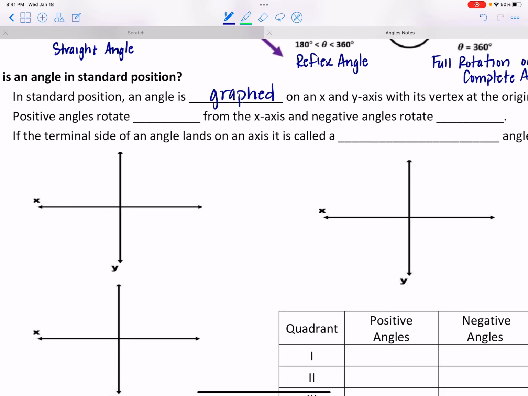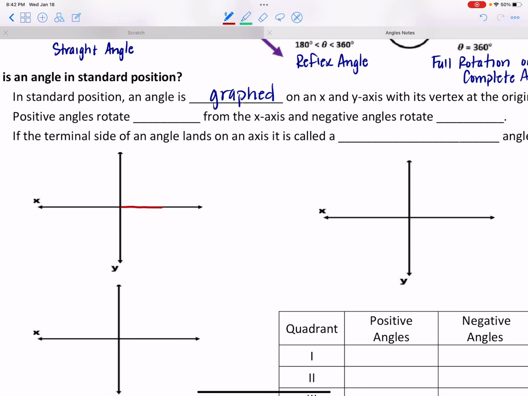And for example, let me just graph one for you. So let's say I want to graph an acute angle in standard position. When I graph this, again, just to make sure that we're all doing the same thing, we're always going to make the first ray of our angle on the positive part of the x-axis.